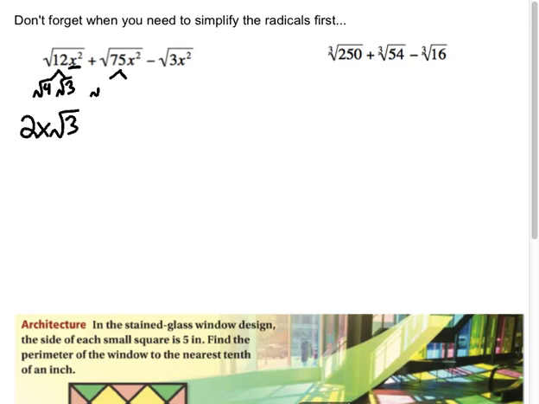75 breaks up into 25 and 3. Again, 25 because it's on that perfect square list. So square root of 25 is 5. Square root of x squared is just going to be x. Then square root of 3. And this one doesn't have to reduce at all.